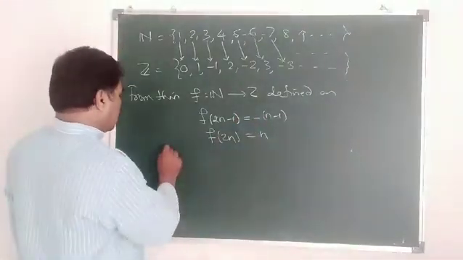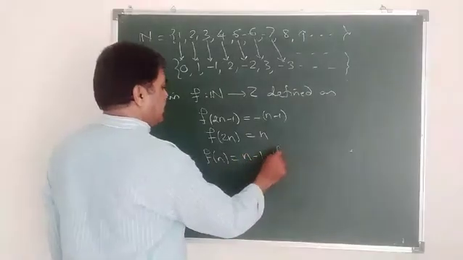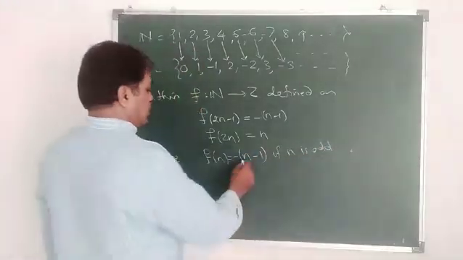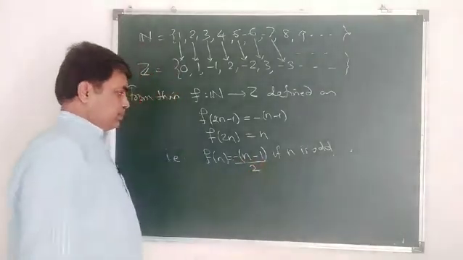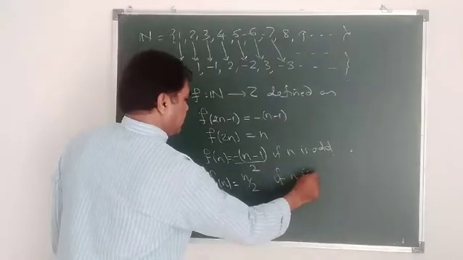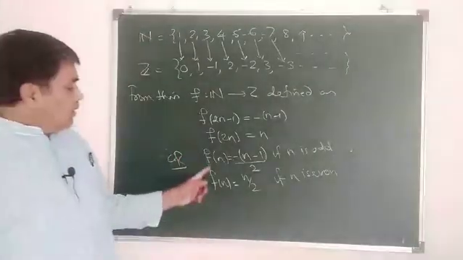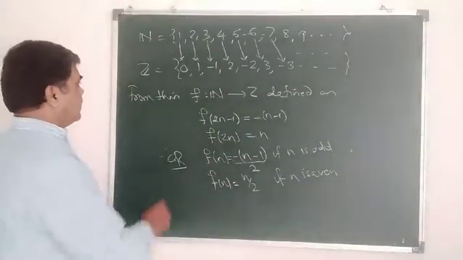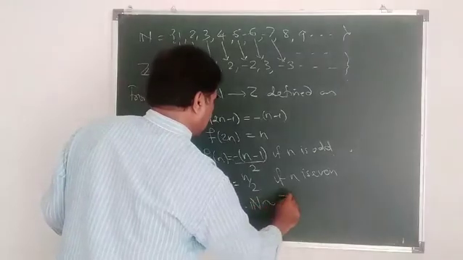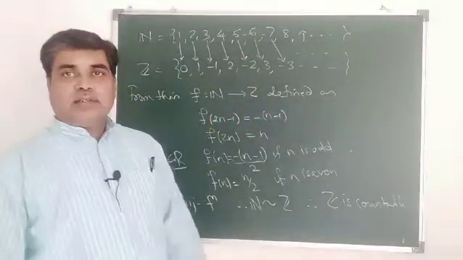Or, if I write it the other way, f of n is equal to minus of (n minus 1) by 2 if n is odd, and f of n is equal to n by 2 if n is even. Then this function is a bijective function. Therefore, the set of natural numbers is equivalent to Z, and therefore Z is a countable set.